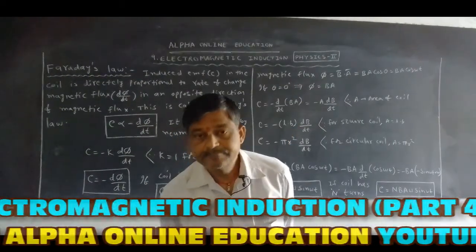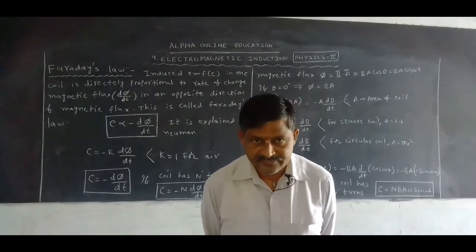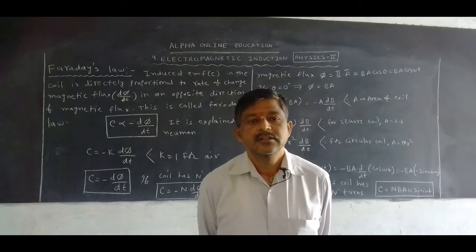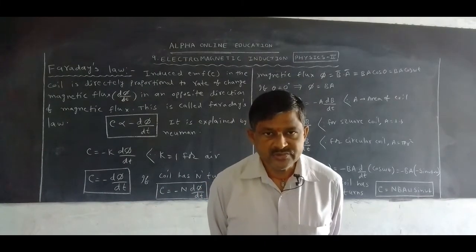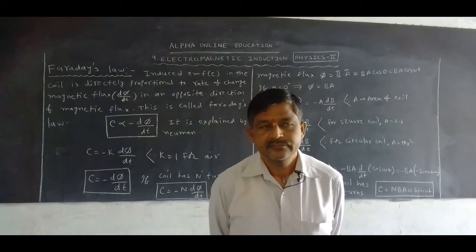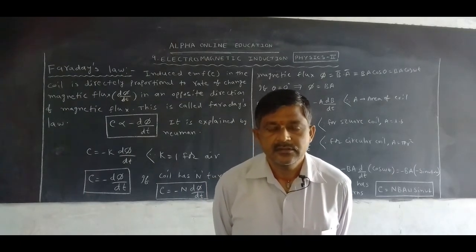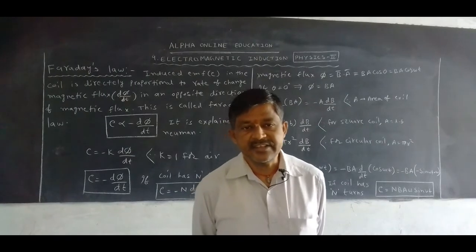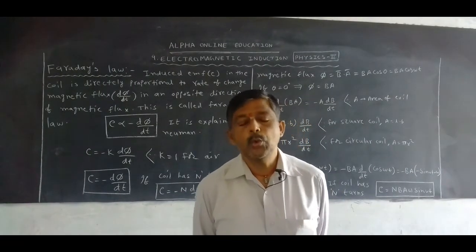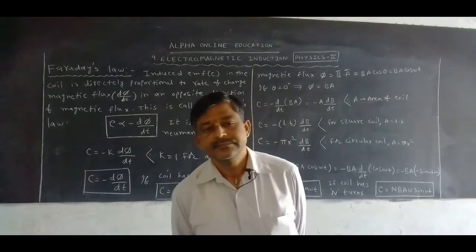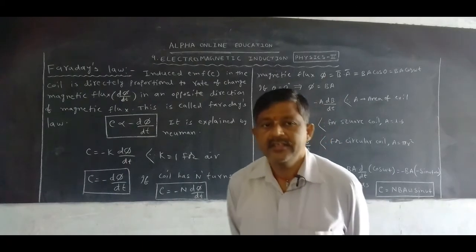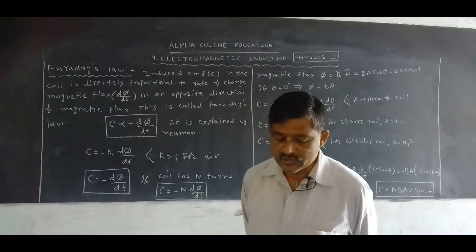Faraday: induced EMF is established in the coil when it is associated with varying magnetic flux, and whatever result we get is called electromagnetic induction. In electromagnetic induction, what happens? In the coil, induced EMF is established.